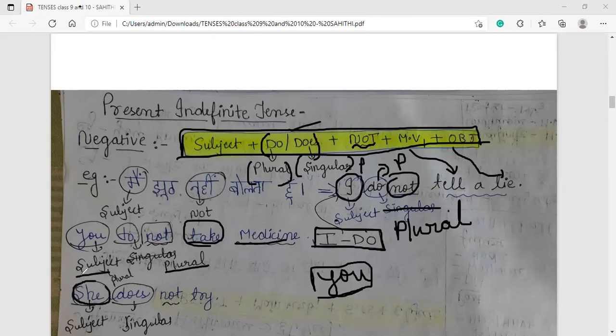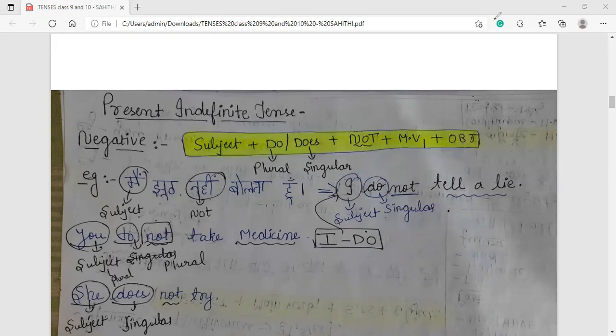She is the subject, and does is the singular form of the verb, because she is a singular subject, so the verb is also going to be singular. She does not say a lie. She does not try. So not is the negative, try is the object. She does not try. Got it? So these are the examples for the negative.